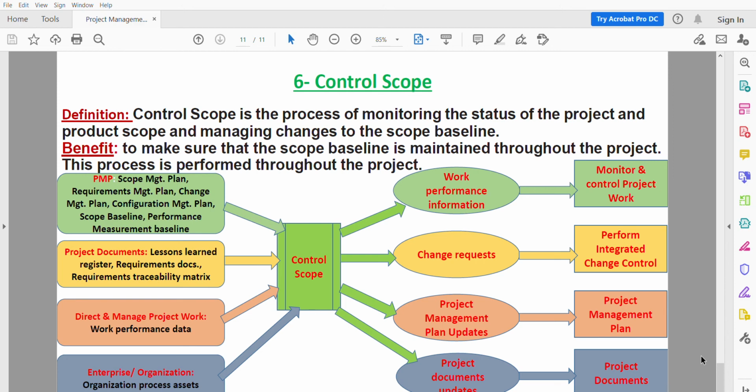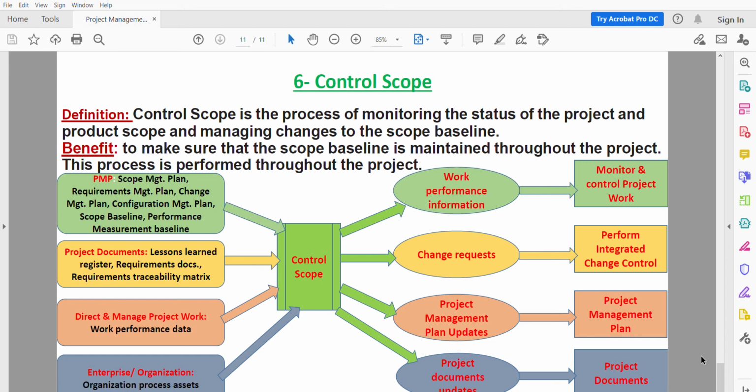Tools and techniques used are data analysis, variance analysis, and trend analysis, and I will talk about these a little bit later on. The outputs are the work performance information, change requests, project management plan updates, project documents updates, and requirements traceability matrix. So what do we mean by the tools and techniques used here?